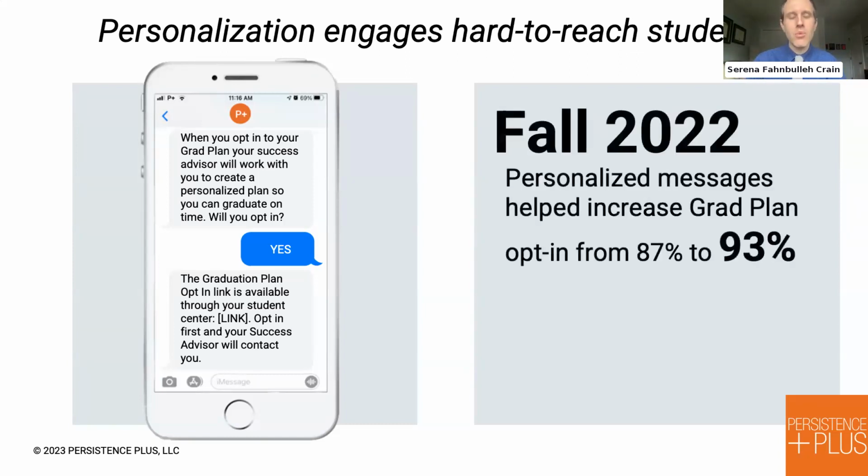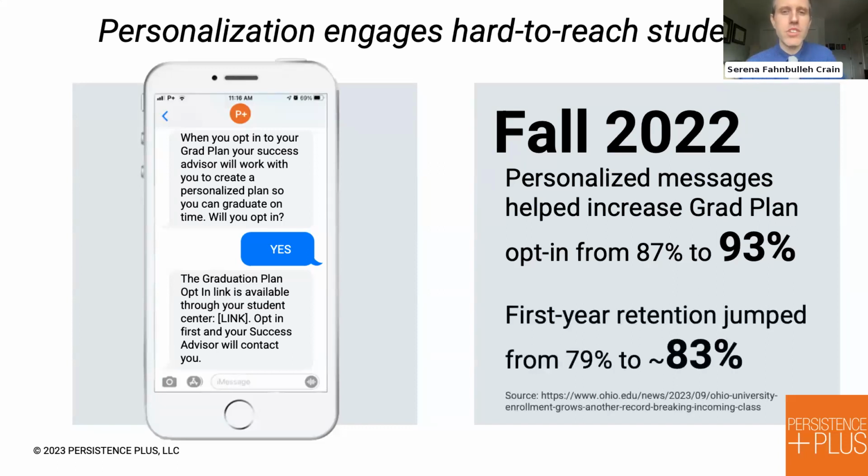And so we were able to help Ohio push those opt-in rates from 87% to 93% in fall 2022. And they've been tracking their first year retention, and they saw a jump from 79% to 83%, which they greatly attribute to this grad plan. And so we're excited we were able to use personalized messaging to get some of those hard to reach students who, for one reason or another, had not signed up for the grad plan yet.